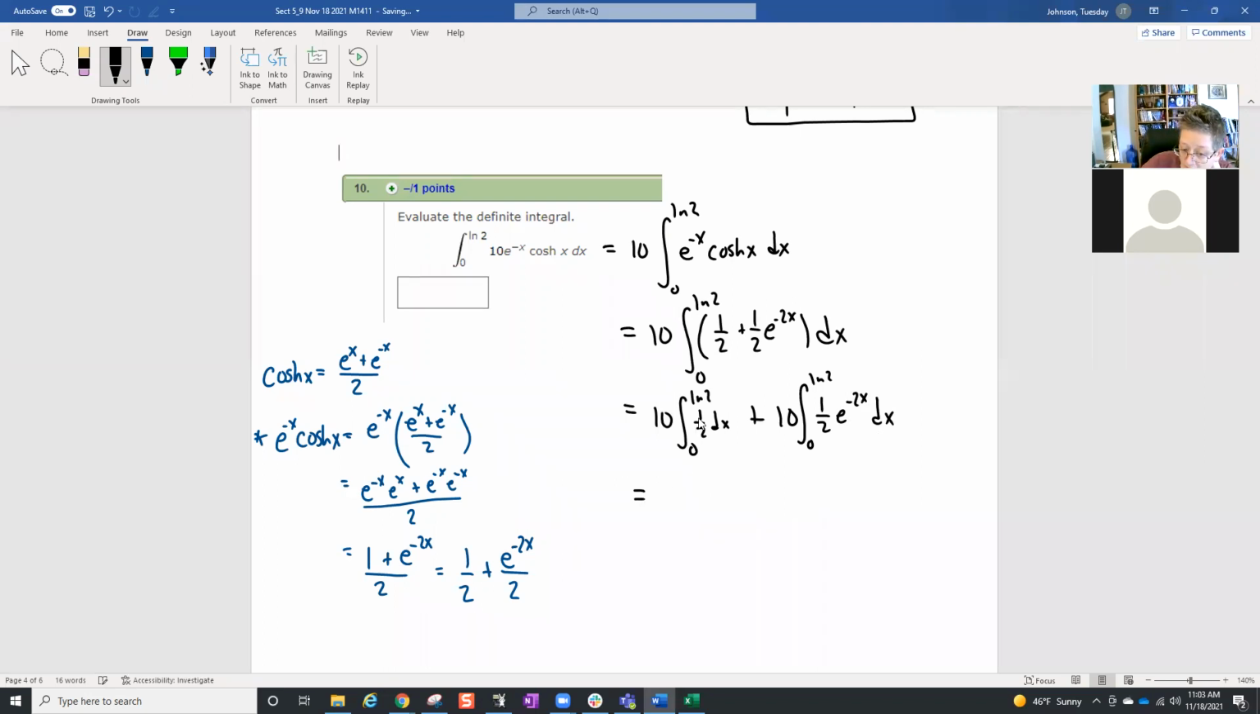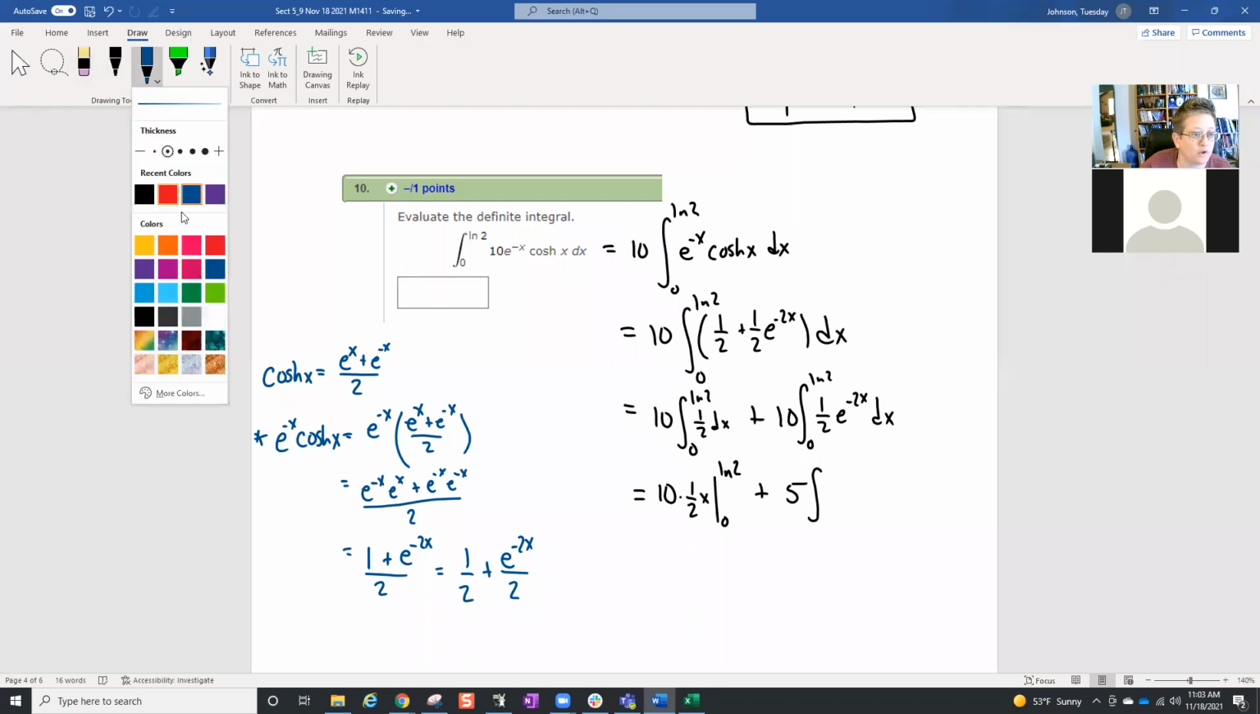Over here, we ask ourselves, what has derivative equal to 1/2? That's going to be a 1/2 x. So we'll have 10 times 1/2 x evaluated from 0 to natural log of 2. We'll come back to that. And then over here, I'm going to simplify this step, and I'm going to do some substitutions.